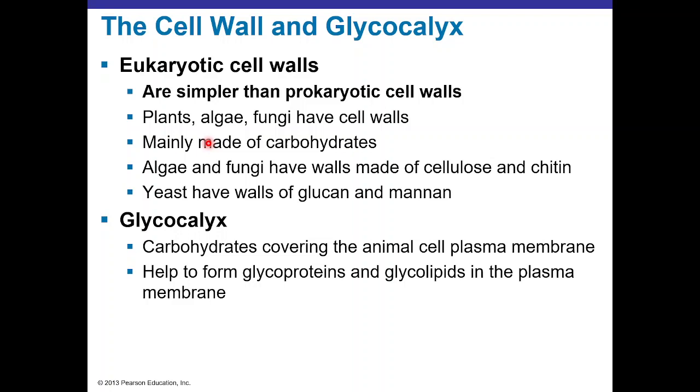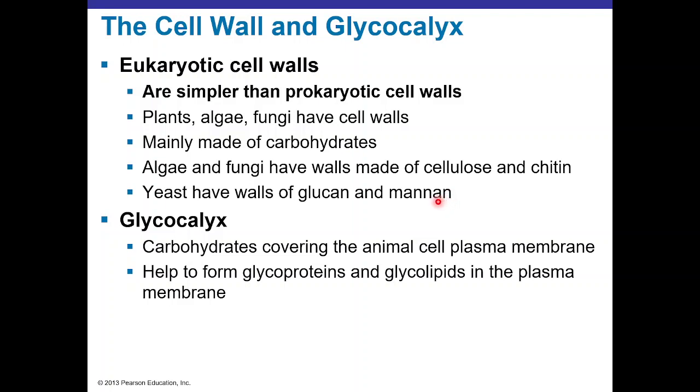Now, the cell wall in eukaryotic cells that have a cell wall is much simpler than prokaryotic cell walls. Some of the eukaryotic cells that have a cell wall are plant cells, algae, and fungi. The cell wall is mainly made of cellulose, and chitin for algae and fungi. Yeast can have the sugars glucan and mannan in their cell wall.